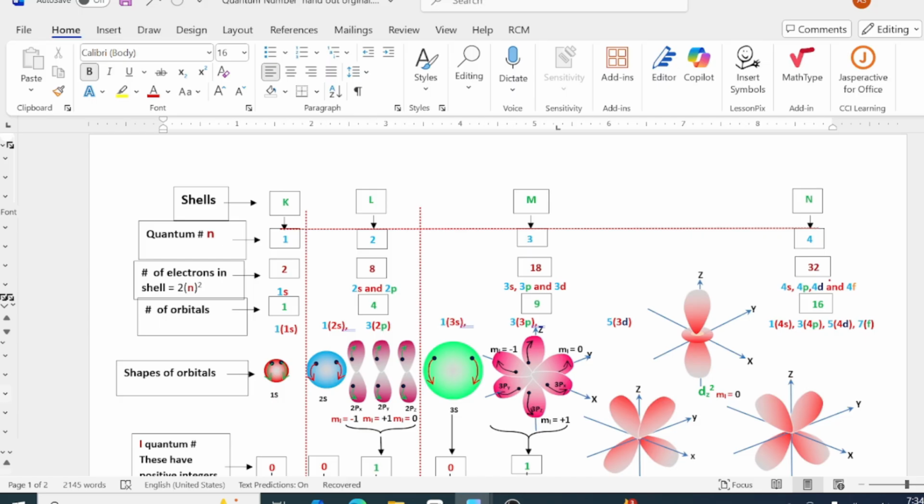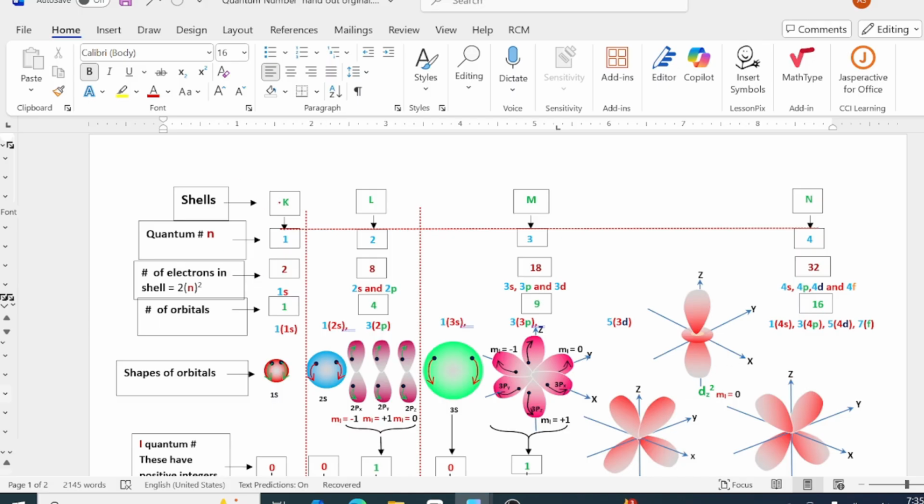And of course we know that each orbital can only hold 2 electrons, so the number of orbitals in the K shell will be equal to 1. Here you have 8 electrons, you're going to have 4 orbitals, 18 electrons, 9 orbitals, 32 electrons, 16 orbitals. The number and types of orbitals within each shell, and also the way the electrons are spinning within these orbitals.